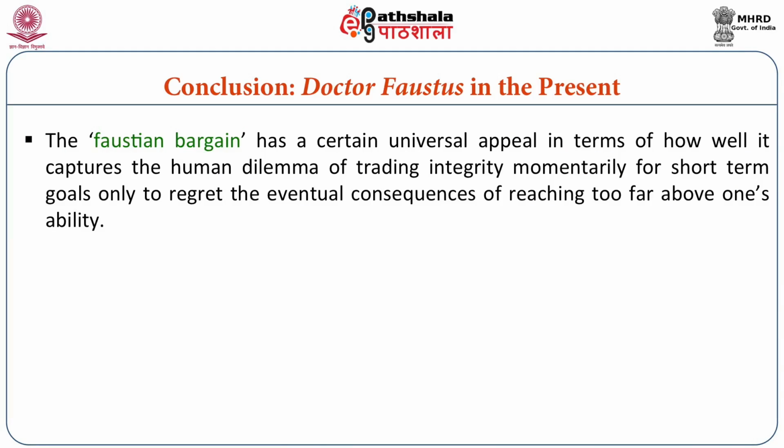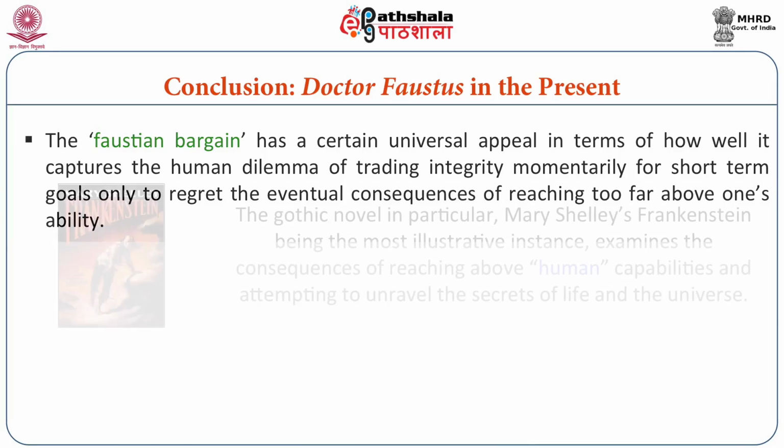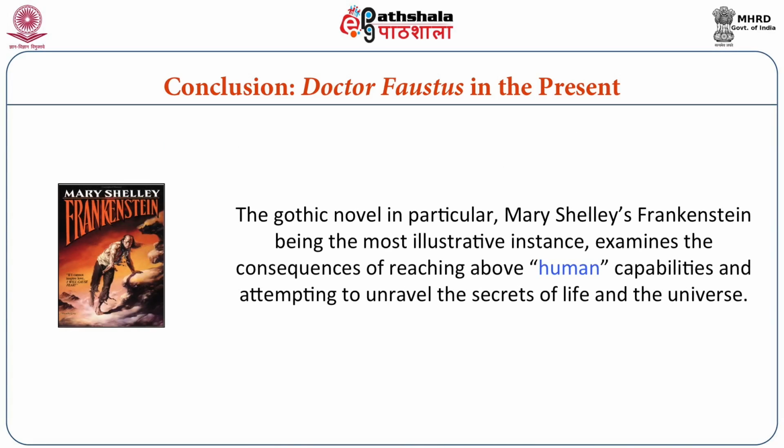Faustian bargains are, of course, part of popular culture, and several works of literature have built upon this. One of the most famous is, of course, Mary Shelley's Frankenstein, which shows us the consequences of attempting to be more than human, or trying to reach above human abilities and trying to create something along the lines of what Faustus himself did, that he wanted to be more than human in his learning and in his knowledge. Frankenstein does more or less the same kind of thing.